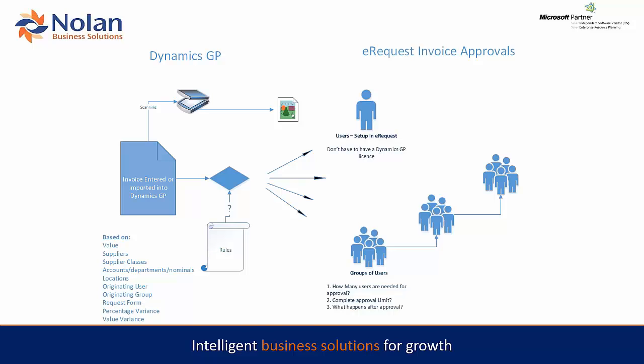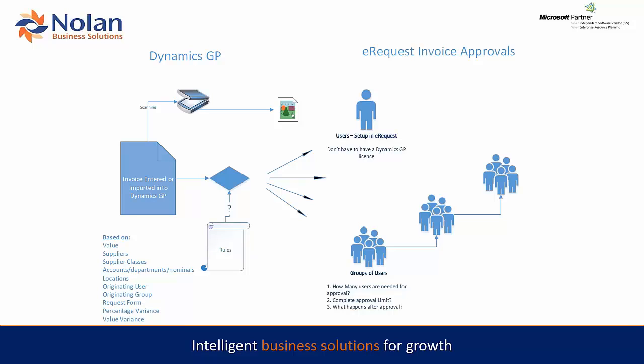If it's over £5,000, it would then be routed up to the directors, where we might set the options to say 2 directors are required for approval. It's completely approved up to £250,000, and after that, the directors must choose who it should go to, which might be the CEO or the chairman of the organization.